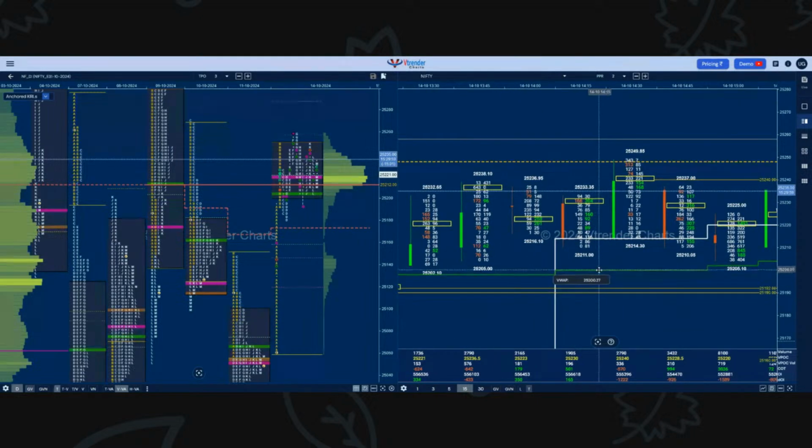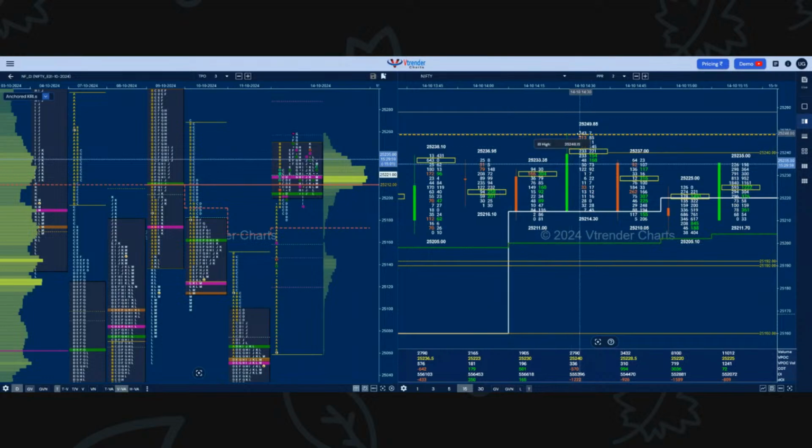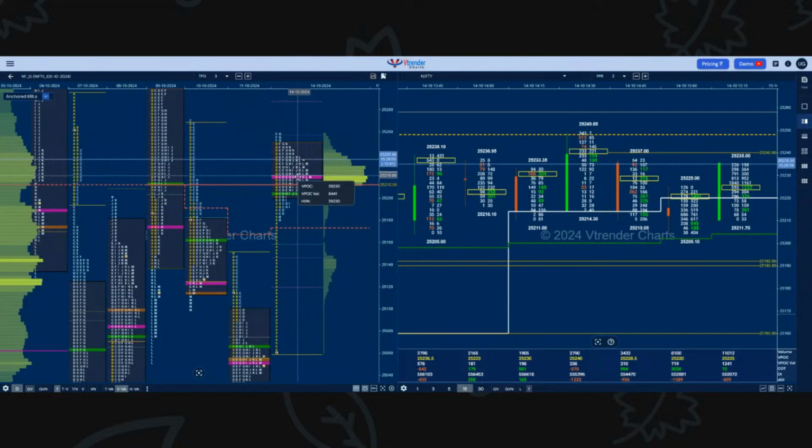So that is what we did, and we went on to make a high right at the IB edge. What we have done is the POC shifted higher, and this will again close as a P-shape profile. So this is what our reference would be for tomorrow. 25220 would be the level to watch. In case we are sustaining above this, we would be bullish, and below this we will look for a test of these buy side references of 25190 and 25160.